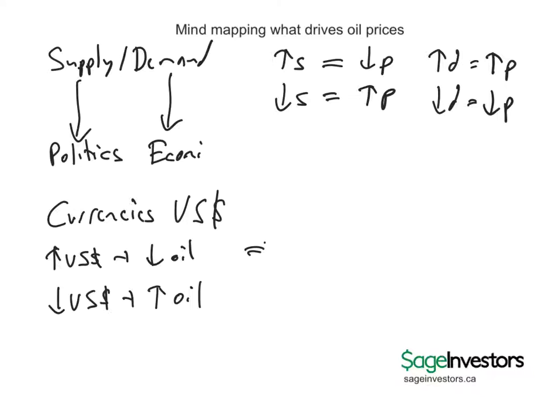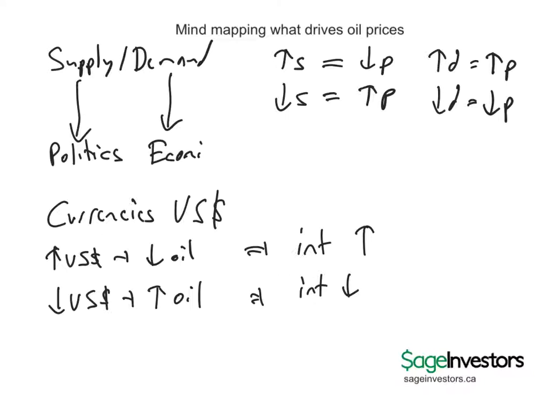So how do you figure out whether the US dollar is increasing or decreasing? One way you could figure it out is by looking at the direction of interest rates. Increases in interest rates will tend to lead to a higher US dollar, which will lead to a lower price of oil. Conversely, if interest rates are falling, that could lead to a decrease in the US dollar and ultimately an increase in the price of oil.